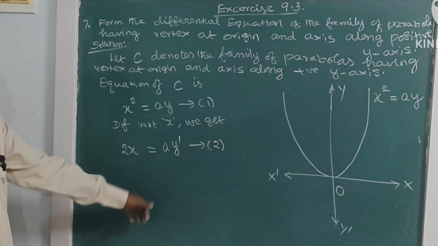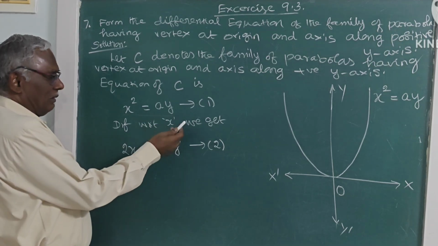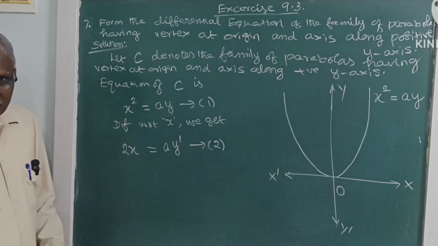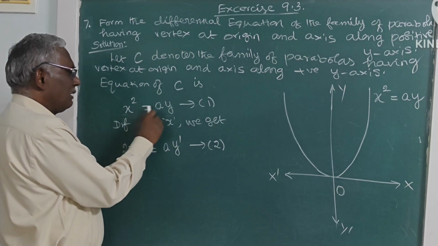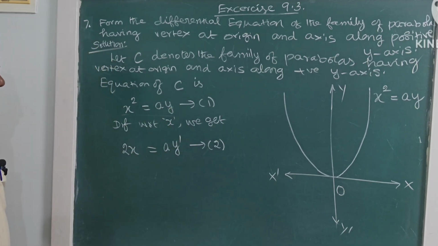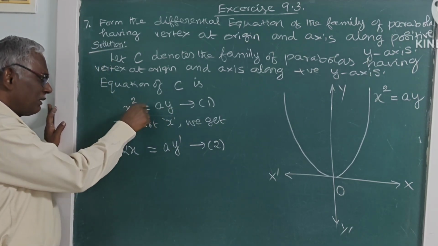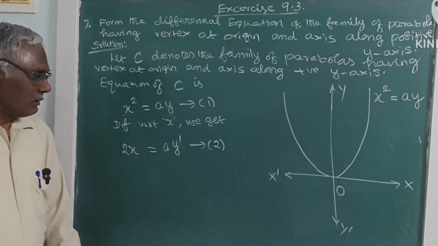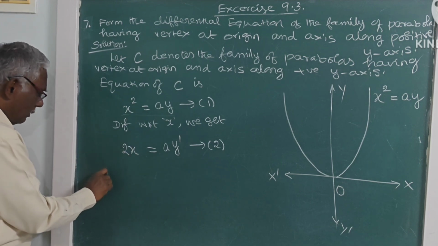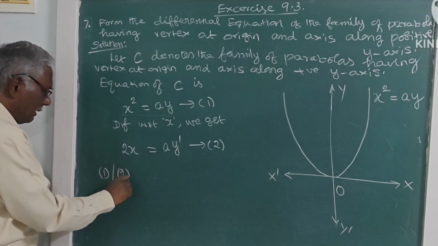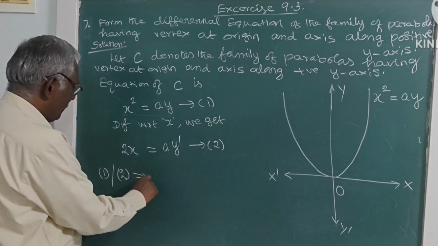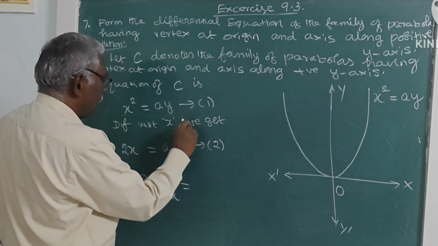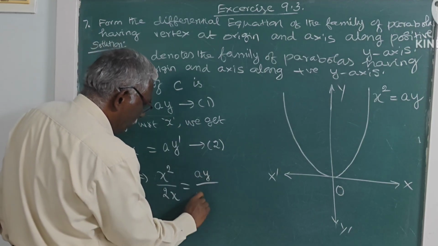Now we have to see how to eliminate a. So one way is to find the value of a here and substitute in this equation, or find the value of a here and substitute in this equation. So if we divide this equation by this or this by this, on the right hand side, ay dash by ay, a will get cancelled. So we will divide equation 1 by equation 2, which gives x square by 2x is equal to ay by ay dash.